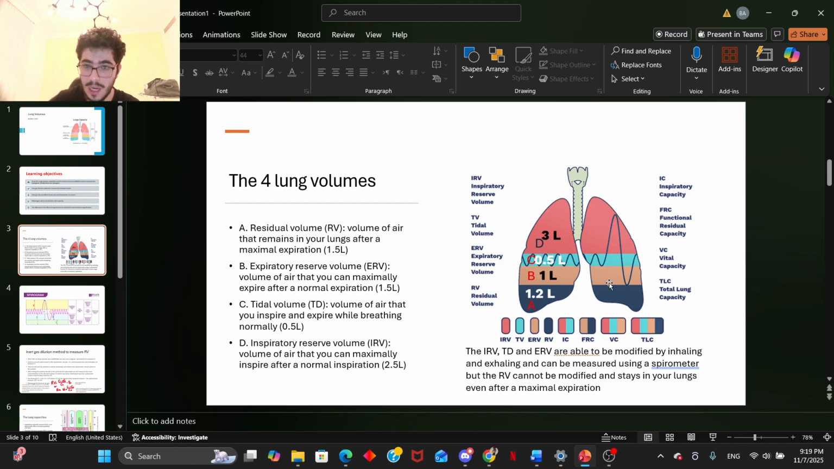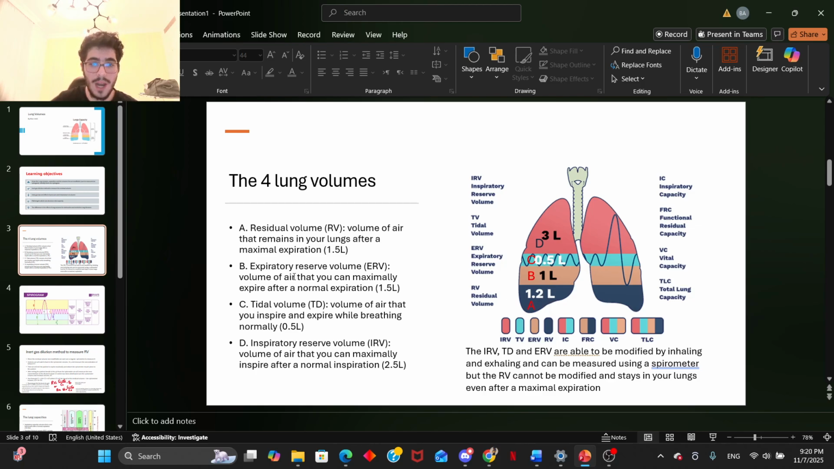This whole diagram explains everything. First, we have the residual volume, which is the volume of air that remains in your lungs when you fully expire, when you get rid of all the volume here. This volume of air that you can't get rid of is the residual volume, and it's about 1.5 liters.